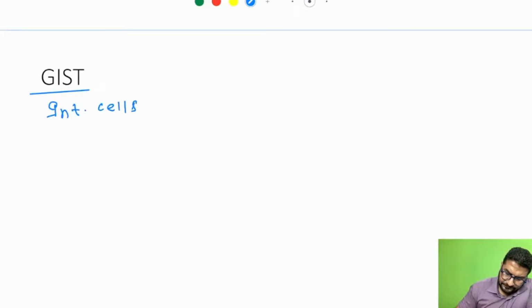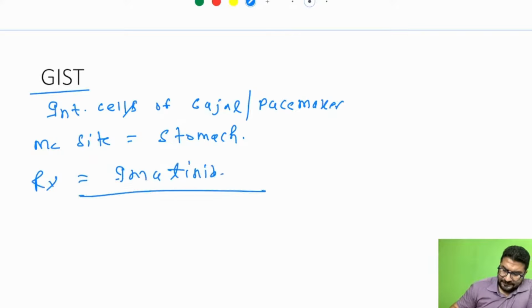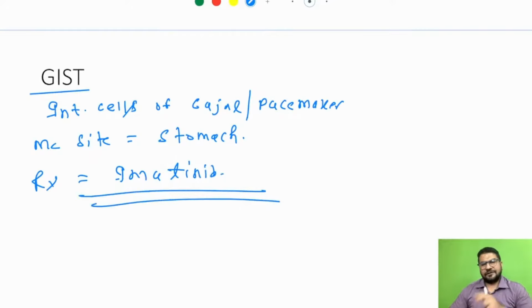What is GIST? Gastrointestinal stromal tumor. So this is like a tumor which originates from... Anyone can tell me about GIST? It's a tumor originating from interstitial cells of Cajal. These are called the pacemaker of the GIT. Most common site of GIST will be stomach. And remember, in GIST the treatment is also imatinib. So imatinib today I told you in two places, in GIST as well as CML. So these are two places where imatinib is drug of choice.